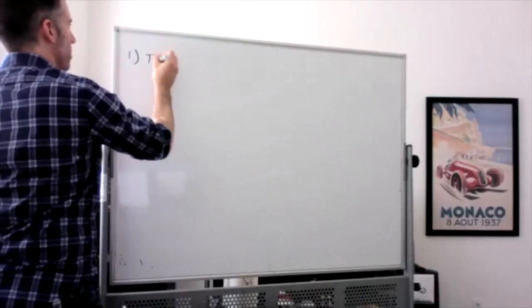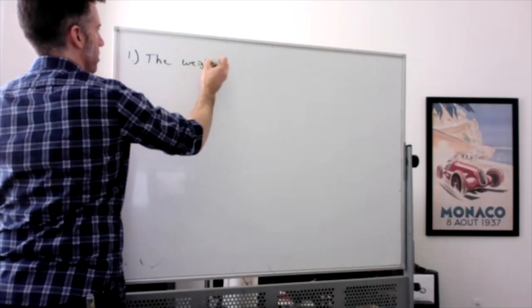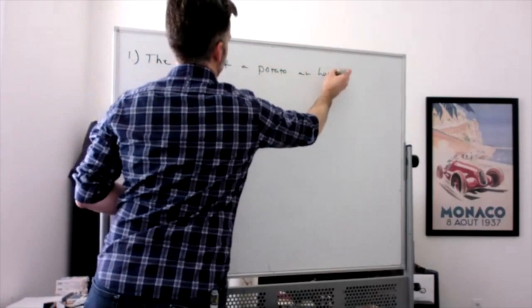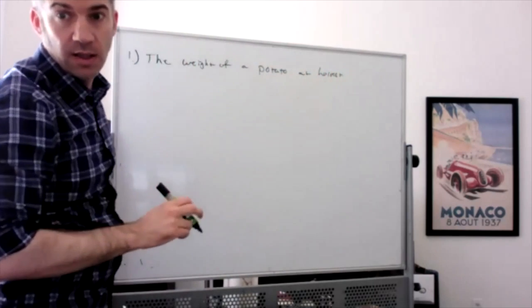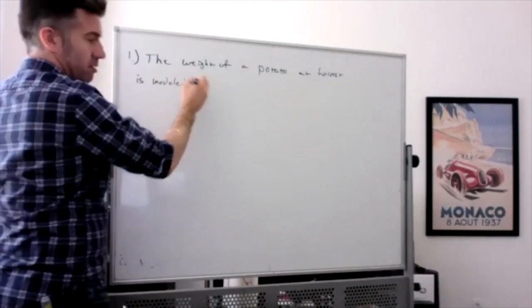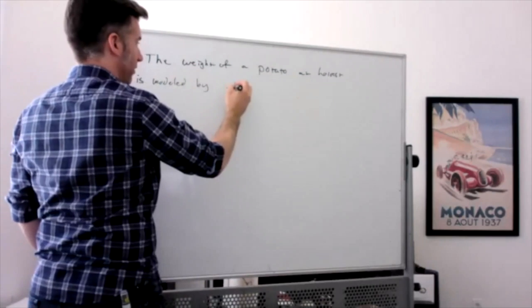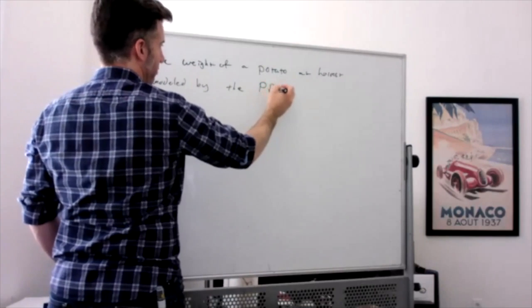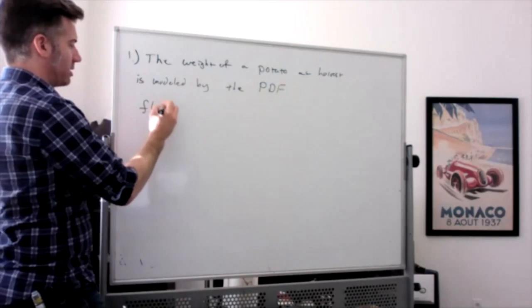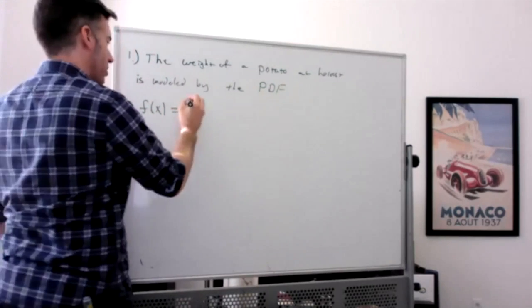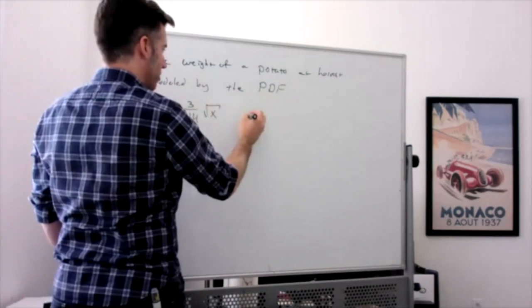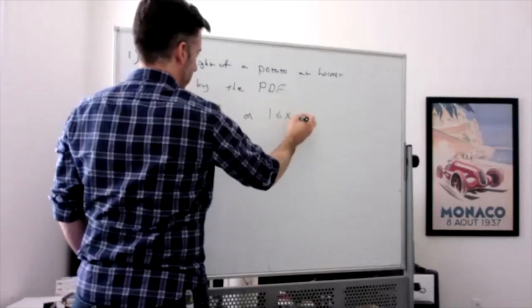So the weight of a potato at harvest in pounds is modeled by the probability density function. People often abbreviate it as a PDF, not to be confused with a document. f of x equal to 3/14 times the square root of x on the interval where x is between 1 and 4.